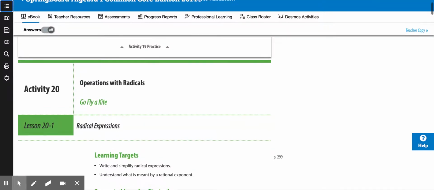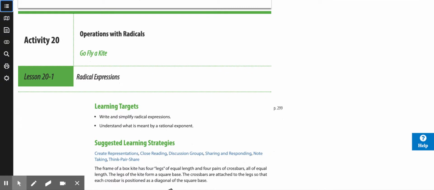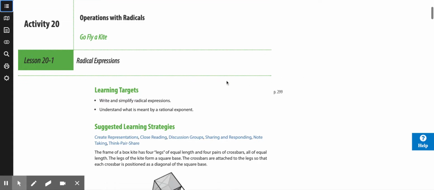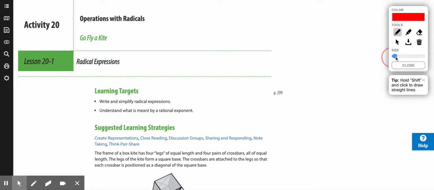Let's go over operations with radicals today. And we're going to go through these lessons quickly since we're going to combine them all into one kind of super lesson. All right, so radicals. What are radicals, first of all? Radicals are those symbols that you've seen before that look like a check mark and a long division sign.